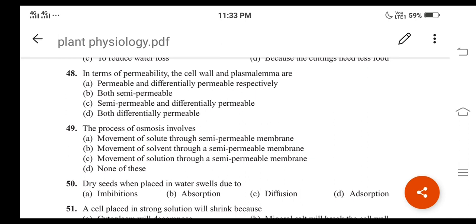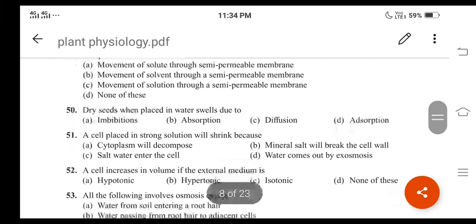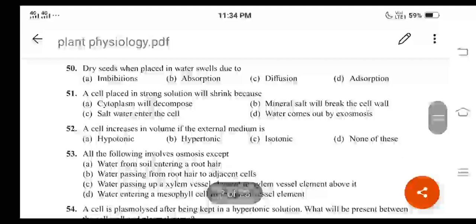Okay, and the correct answer for this question is the process of osmosis involves movement of solvent through a semi-permeable membrane. Movement of solvent means what here? Mainly water, right? Water through a semi-permeable membrane. So option B is the correct answer, right? Then let us go for next question, question number 50.